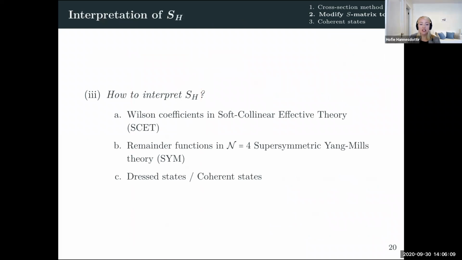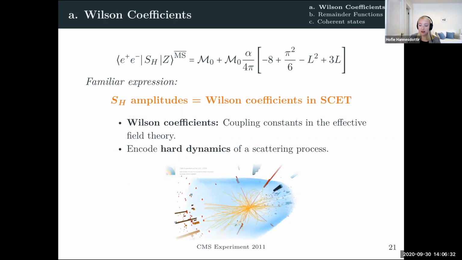So that brings me to the first possible interpretation of these hard S matrix elements. Namely, they can be interpreted as Wilson coefficients in soft-collinear effective theory. But as I'll show you in a couple of slides, they can also be interpreted as remainder functions in N equals 4 super Yang-Mills theory, or as dressed states or coherent states. So let's go briefly through these one by one.